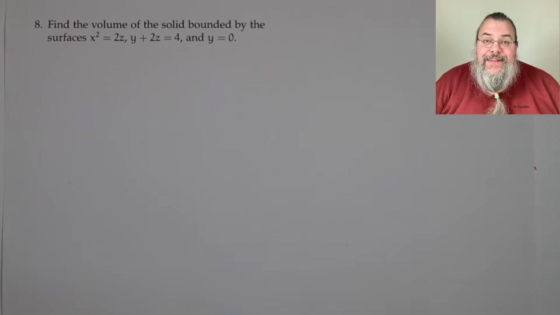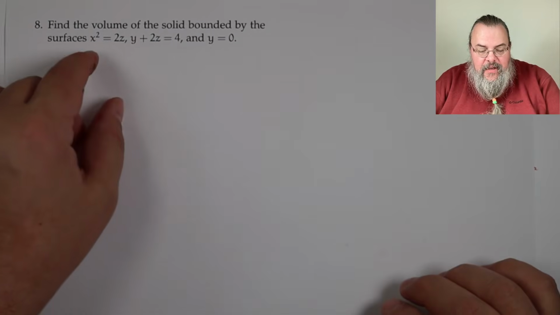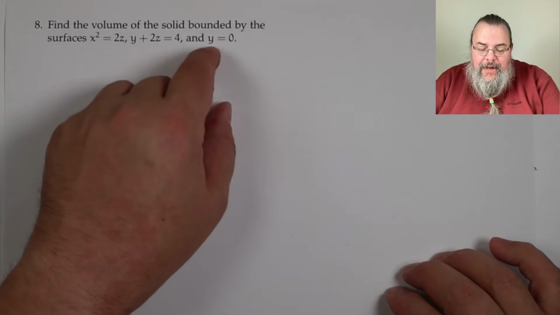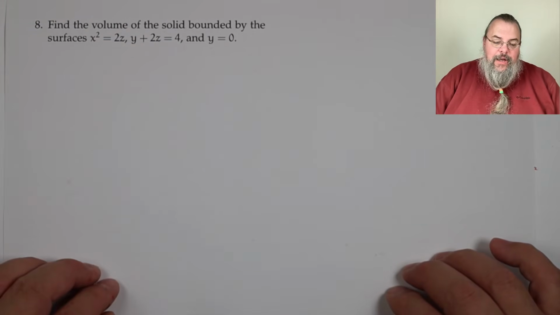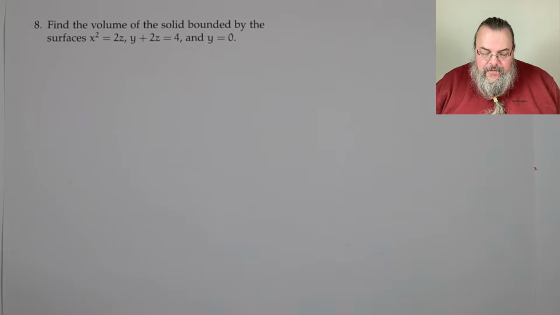Number 8. Find the volume of the solid bounded by the surfaces x squared equals 2z, y plus 2z equals 4, and y equals 0. Okay, so what do we do? Probably one thing we should do is figure out what this looks like. And so we have 3 surfaces, right? And so I think we should understand each one of them.